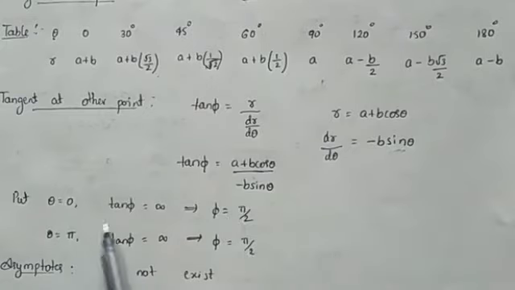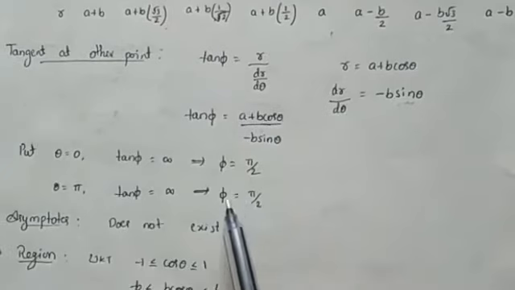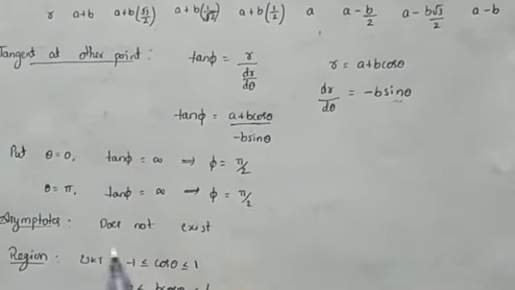And we put theta is equal to pi. We get (a minus b) by 0. It is nothing but tan psi is equal to infinity. So the psi value is pi by 2. The next one is the asymptotes does not exist.